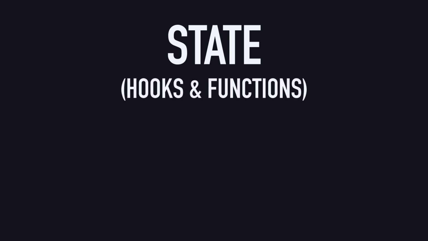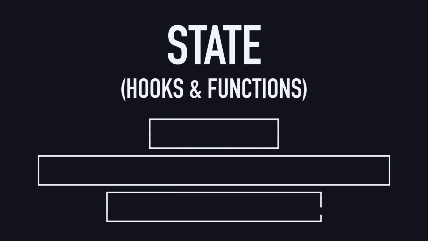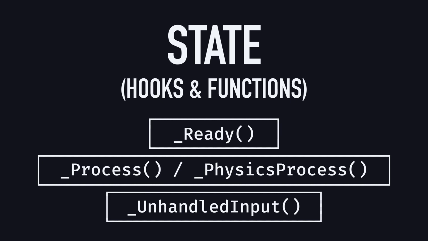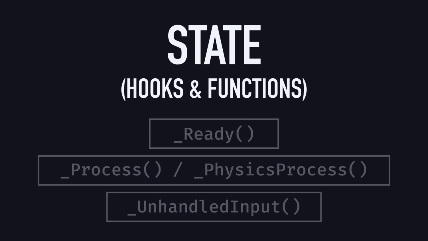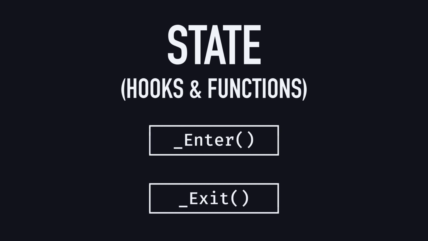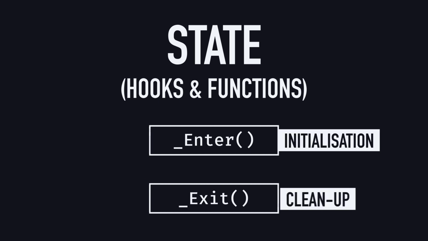Now, usually the logic of a state is chopped down into the common lifecycle hooks of a script. So you can have the ready function, the process function, the input event hooks, and all that sort of stuff, because you basically want to match a normal behavior lifecycle and have the state machine proxy these calls to the current active state. But we also give states two additional functions called the enter and exit functions that are used to initialize or clean up context-specific data for the state when we transition to or from it.